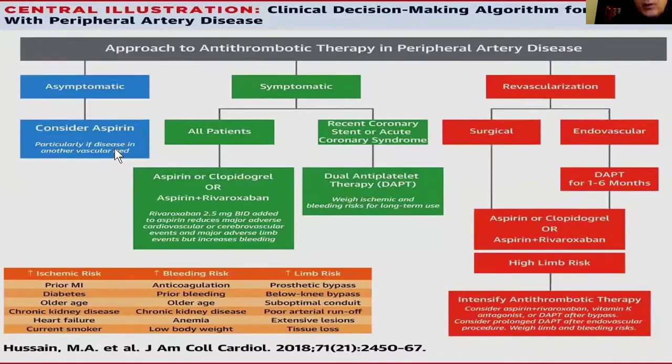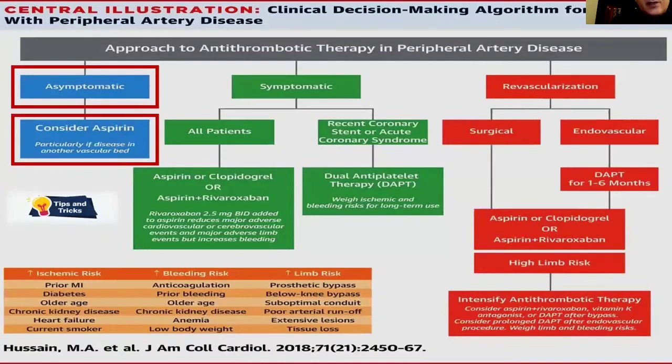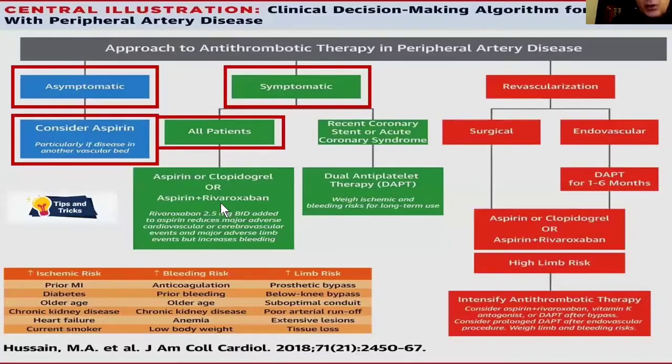As we see here, we can find the clinical decision making algorithm for patients with peripheral artery disease. The approach to antithrombotic therapy in peripheral artery disease: if the patient is asymptomatic, you have to consider aspirin, particularly if disease is in another vascular bed such as the coronary. For symptomatic patients, all patients should be given aspirin and clopidogrel, and there is evidence for the protection of clopidogrel in those patients, or aspirin plus rivaroxaban, which is a direct oral anticoagulant. Rivaroxaban taken at 2.5 milligrams 2 times daily added to aspirin reduces the major adverse cardiovascular or cerebrovascular events and major adverse limb events, but increases the bleeding, and we should calculate the bleeding risk.